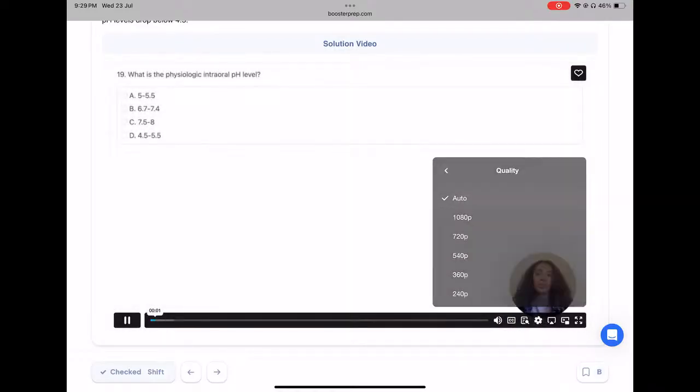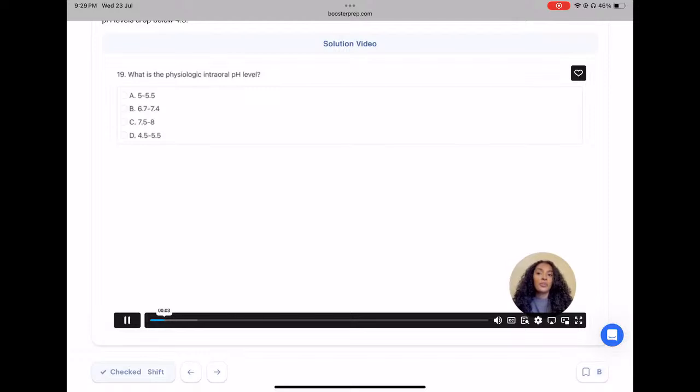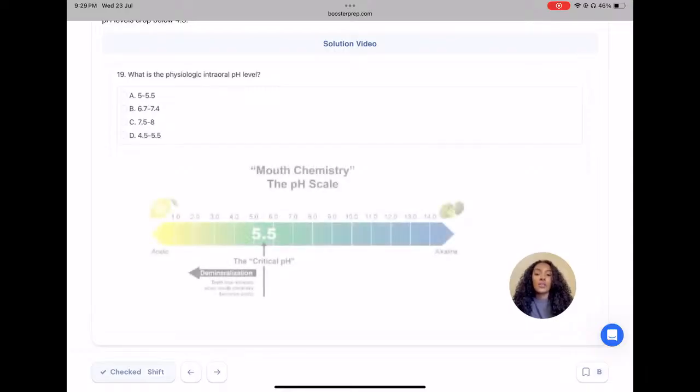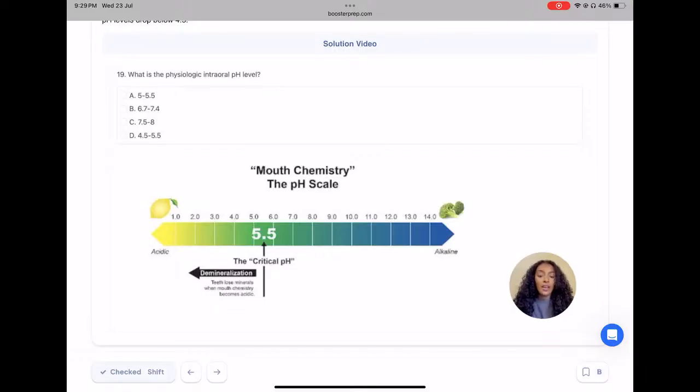So question 19 reads, what is the physiologic intraoral pH level? So what is the intraoral pH level? The pH scale is used to express the acidity or alkalinity of a solution. If the pH is lower than 7, that means it's acidic. And if it's higher than 7, that means it's alkaline.